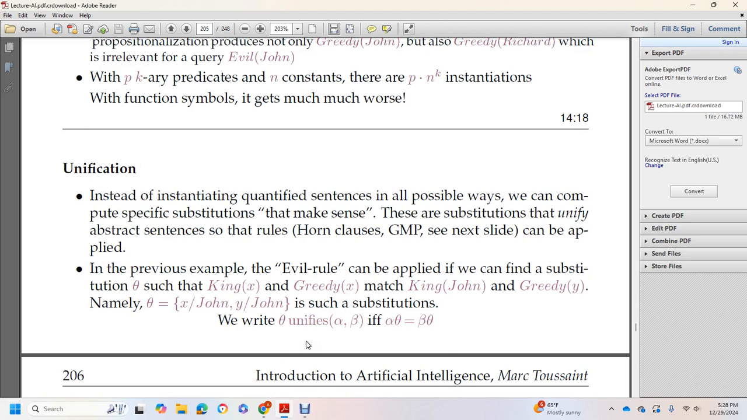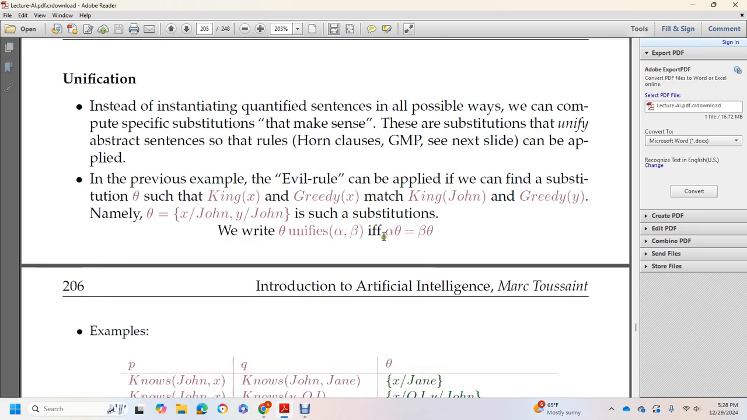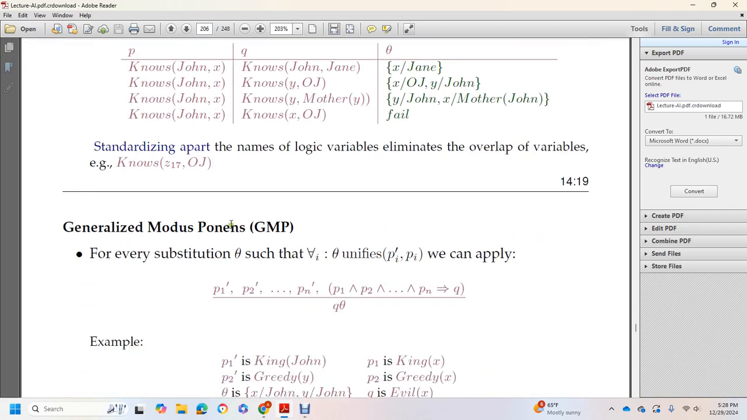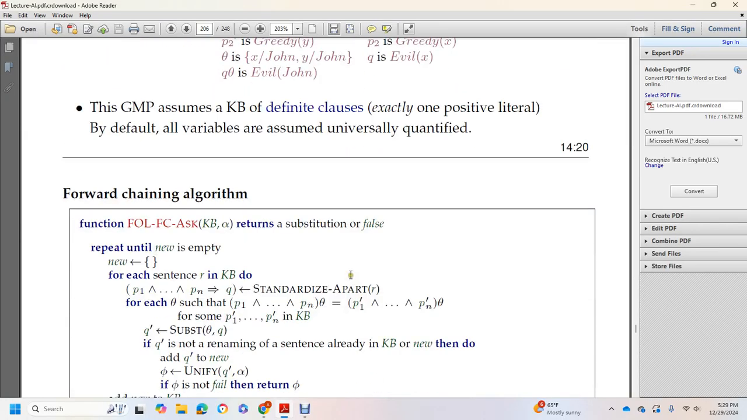Unification. Instead of instantiating quantified sentences in all possible ways, we can compute the specific substitutions that make sense, unifying abstract sentences such that the rules can be applied. In the previous example, the evil rule can be applied when substituted with the right substitution. So for the king, generalized Modus Ponens: for every substitution theta such that SUBST(theta, p_i') equals SUBST(theta, p_i), we can apply the rule.